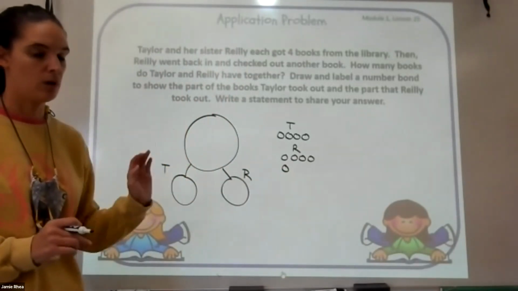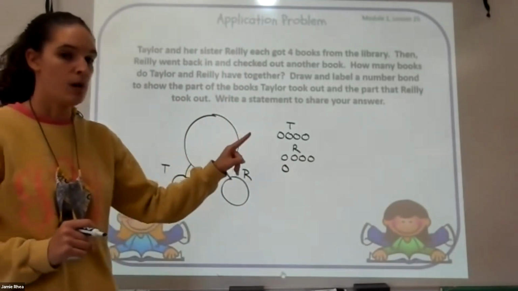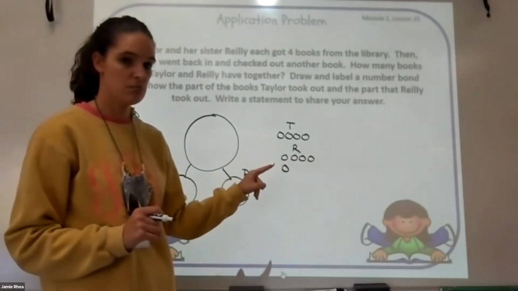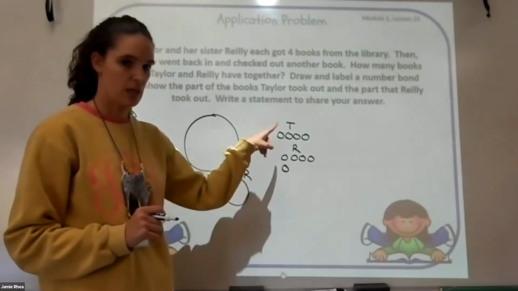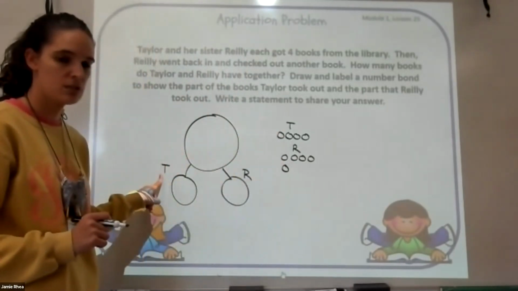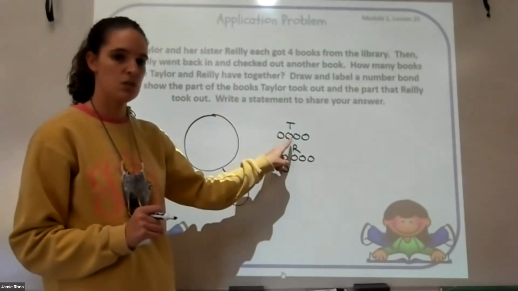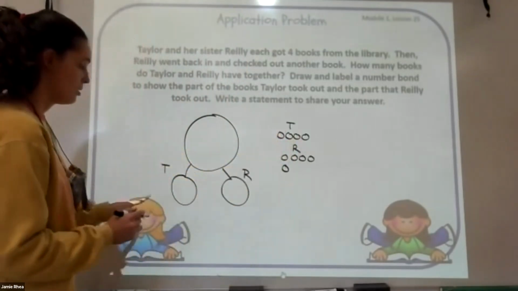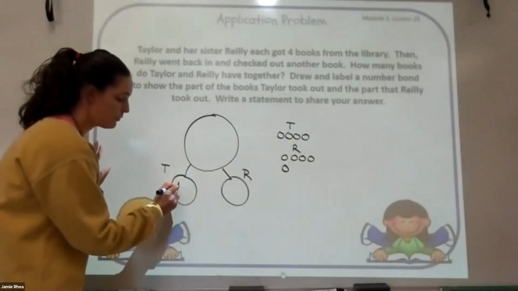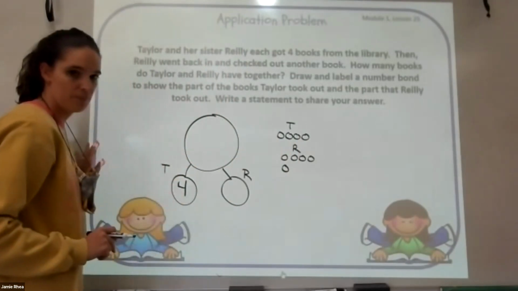Now we know what our question is. We have our information that we can solve. Okay, so how many did Taylor have? We're looking to solve for Taylor now. Taylor had 1, 2, 3, 4 books. So I'm going to come over here to this part that was labeled T for Taylor and write 4.